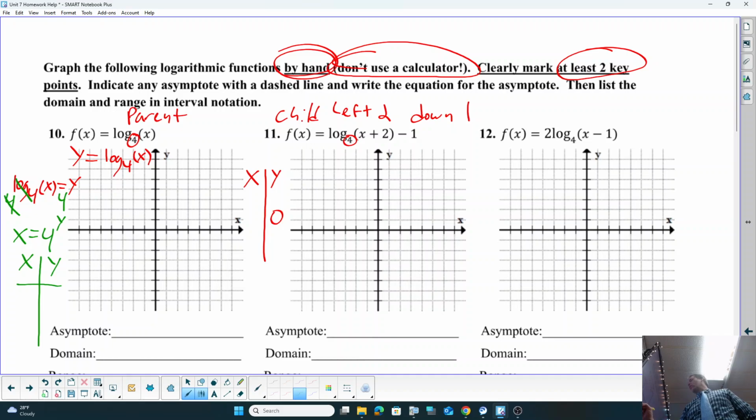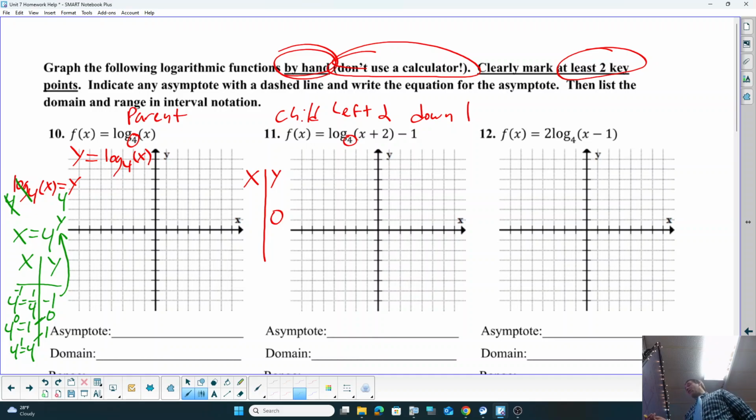And so we're going to choose values for y now: -1, 0, 1. When we plug in the -1, we get 4 to the -1 power, which is just a 4th. Then 4 to the 0 power is just a 1. And then 4 to the 1 power just equals 4.